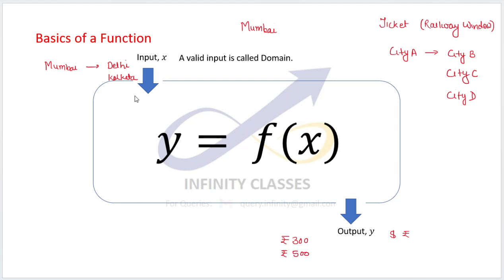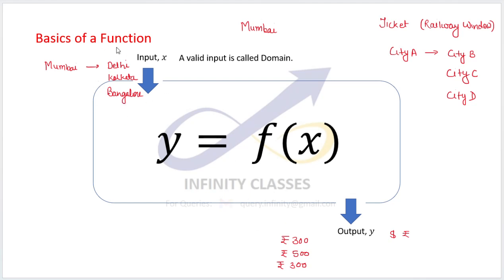But there could be a case where somebody said Bangalore and the output again came out to be 300 rupees itself. This is perfectly valid, because two different inputs can give you a single output. 300 and 300, the same output, is a completely valid thing altogether.